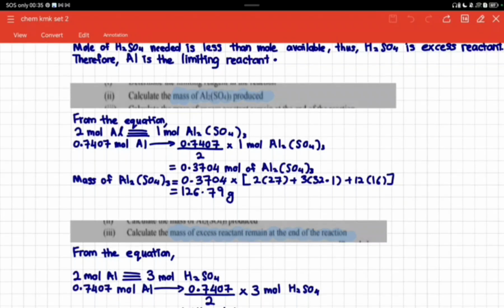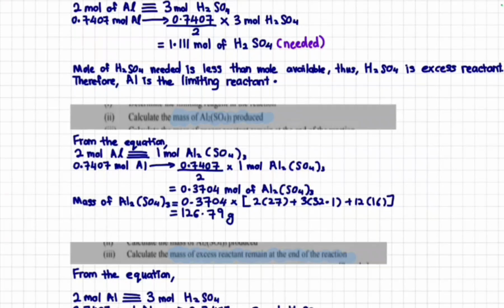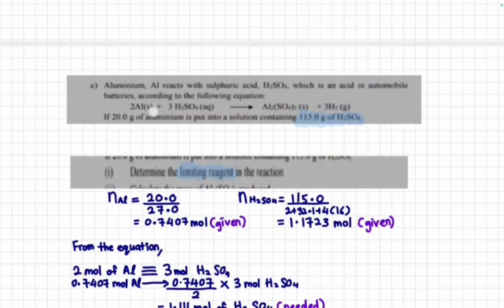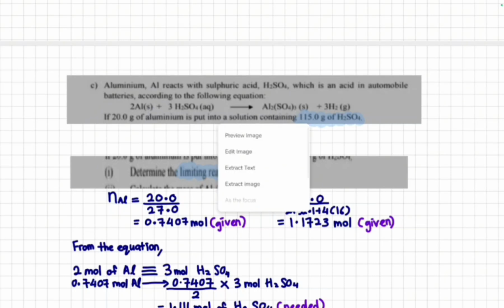Calculate the mass of aluminium sulfate produced. We need to compare once again by using the equation. But this time we need to compare the limiting reactant with the substance the question asks for, which in this case is aluminium sulfate. We already know from the previous question that the limiting reactant is aluminium. So we need to compare with aluminium. 2 moles of aluminium react with 1 mole of aluminium sulfate. From the equation just now, 2 moles of aluminium react with 1 mole of aluminium sulfate.